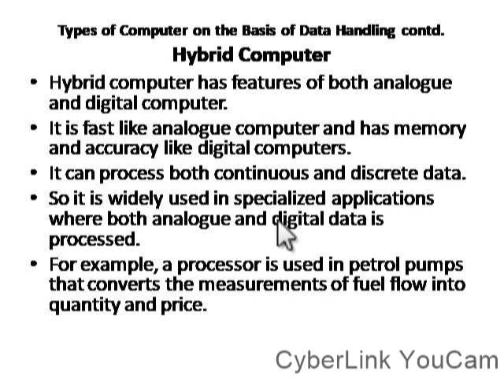Hybrid computers, obviously, have features of both analog and digital. It is fast like analog and has memory and accuracy like digital computers. So it consists of the features of both computers. It can process both continuous and discrete data and is widely used in specialized applications. For example, a processor is used in petrol pumps that converts the measurement of fuel flow into quantity and price. We are all aware of it. So what we see in a petrol pump is a hybrid computer.